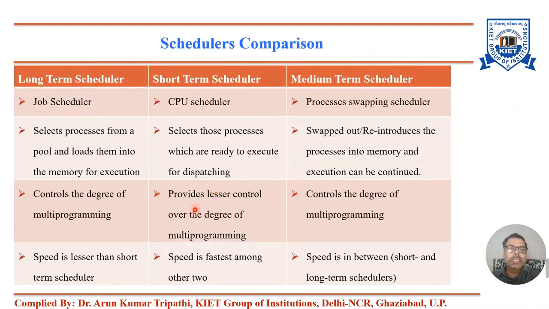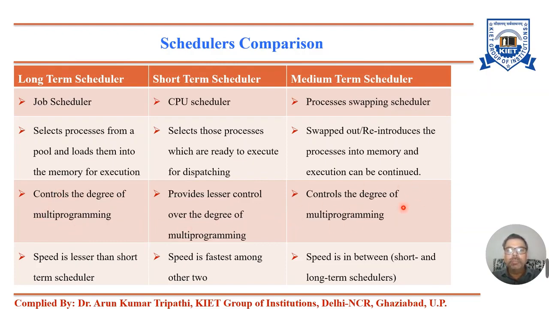Now, a comparison is also possible in terms of schedulers. The long-term scheduler is known as the job scheduler. The short-term scheduler is also known as the CPU scheduler. The medium-term scheduler is known as the swapping scheduler. The long-term scheduler selects a process from the pool and loads it into memory for execution, as we have discussed. The short-term scheduler selects a process listed in the ready queue and hands it over to the processor. The medium-term scheduler swaps out or reintroduces a process. It controls the degree of multiprogramming.